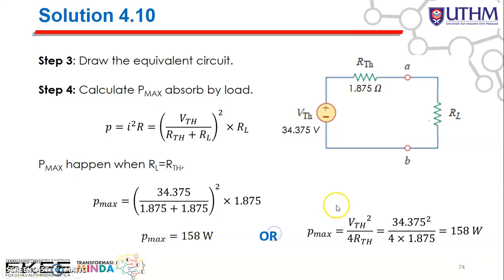Okay, or you can just use the formula that we learned in the previous slide, where the P max is equal to V Thevenin squared divided by 4 RTH. Okay, you can just simply derive it from the equation, or you can memorize the formula. Okay, so based on the formula, you get the same answer, which is 158 watt.